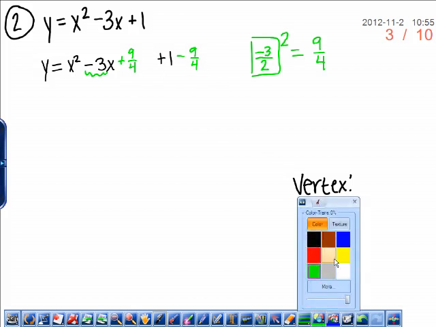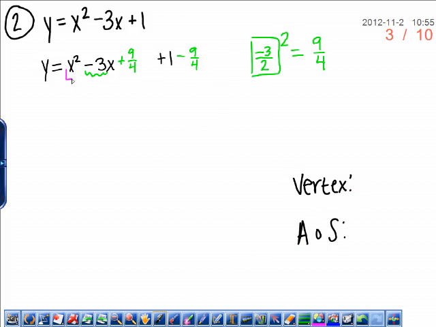This turns into our binomial squared. So it's going to be x. Where do I get the number that goes in here? Yeah, from the box. What's in our box? Negative 3/2. So x minus 3/2 squared. Then I have 1 minus 9/4. So I could rewrite 1 as 4/4. So 4/4 minus 9/4 is negative 5/4.